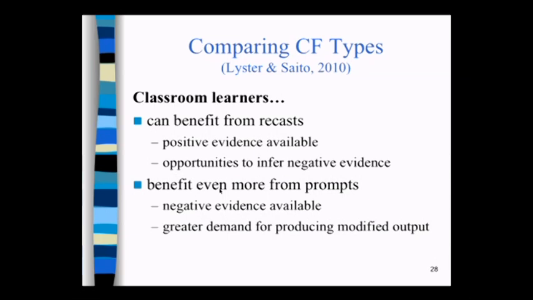The negative evidence isn't necessarily there. They have to infer it. But they benefit even more from prompting, again, because of the negative evidence that is there, and the greater demand that's placed on them for producing modified output.